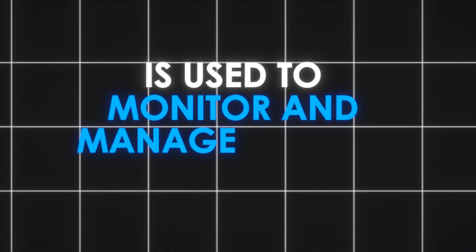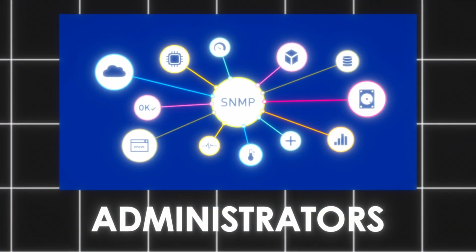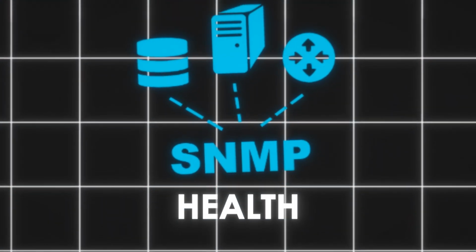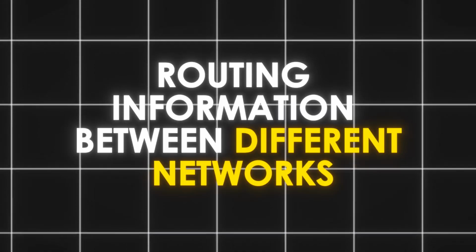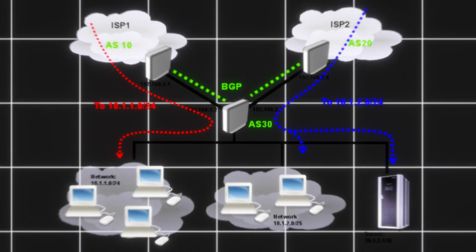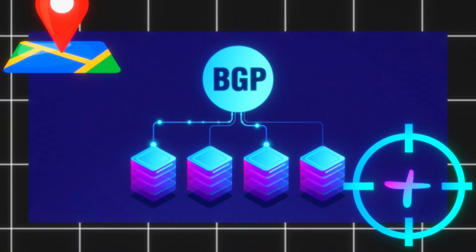SNMP. SNMP is used to monitor and manage devices in a network like routers or printers. Network administrators use SNMP to track device health, usage, and configuration. BGP exchanges routing information between different networks on the internet. BGP helps direct traffic across the internet, ensuring data packets follow the best path to their destination.